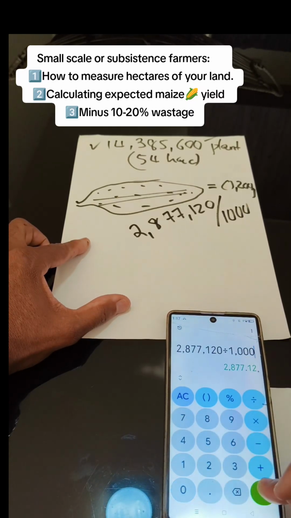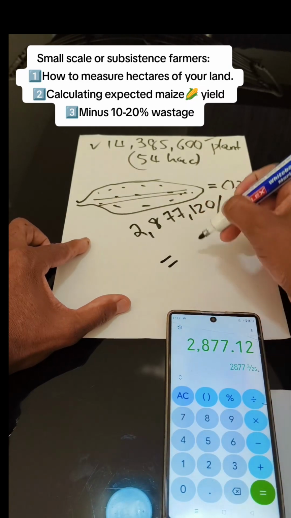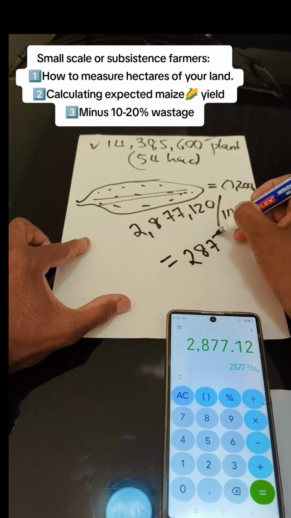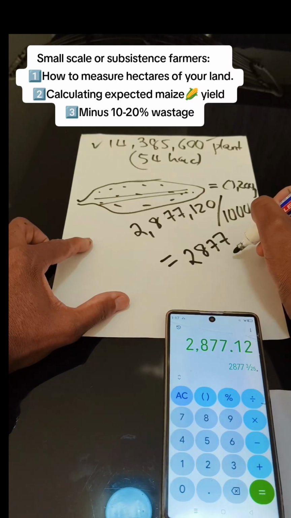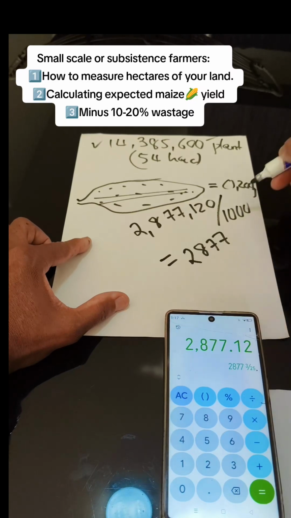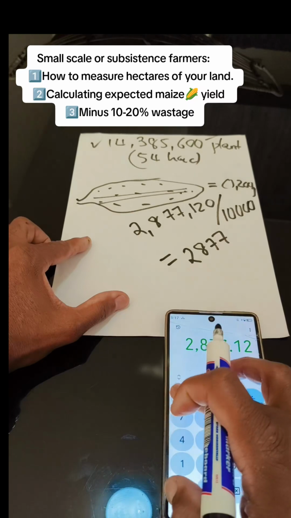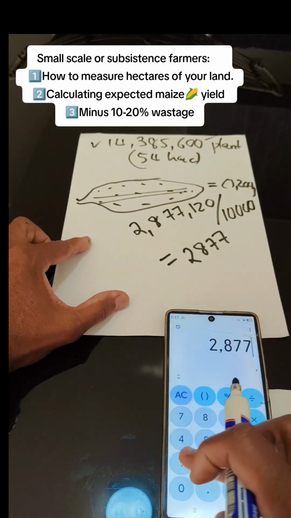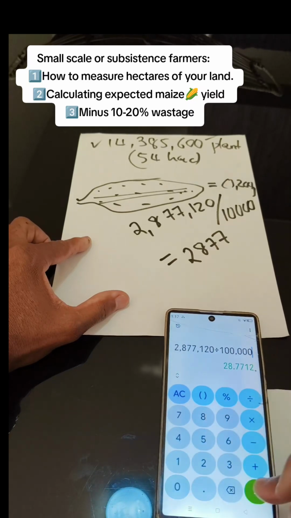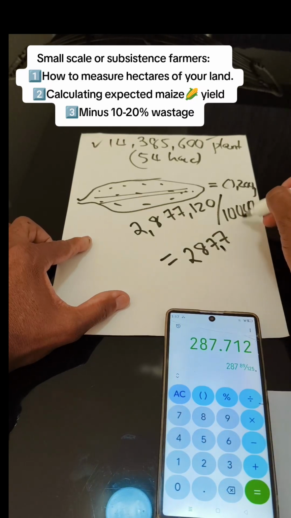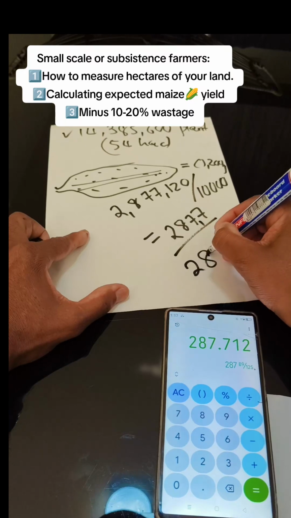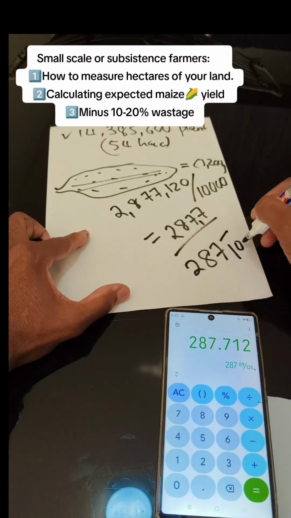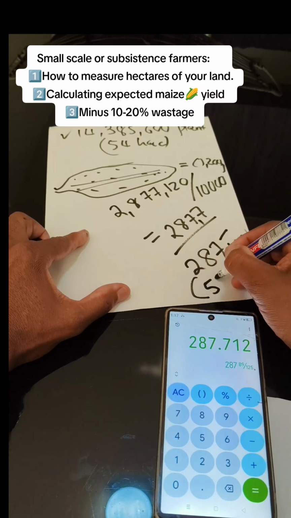Then you divide it by 1,000, which gives you tonnage. Sorry, divide by 10,000. Yes, by 10,000. It gives you 287 tons. So your farm will be giving you 287 tons out of that 54 hectares.